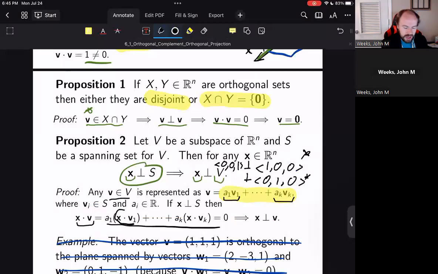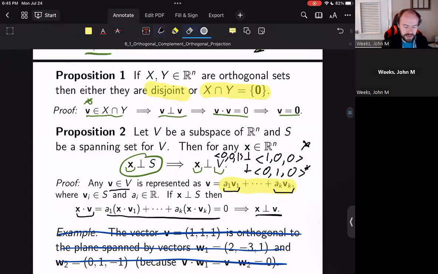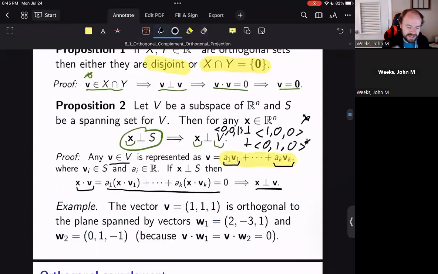Well, if each of the elements in the spanning set is equal to 0 when taking the dot product with x, then this whole thing is 0. Every term has a 0 factor. Because of that, we have that x and v are perpendicular to each other. So here's an example of that.